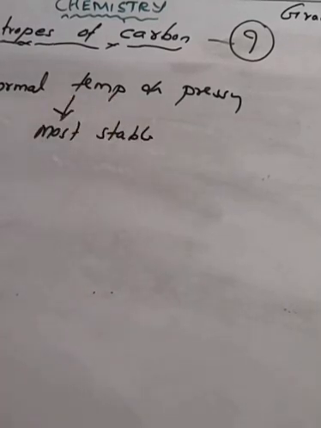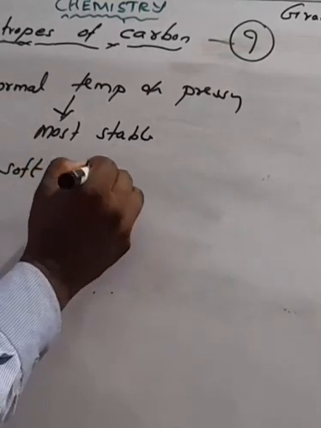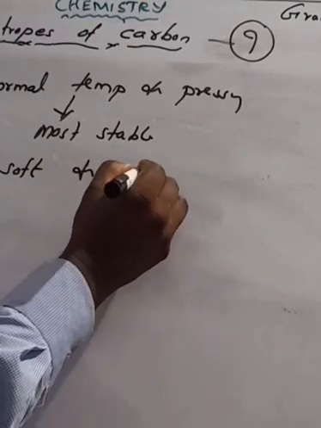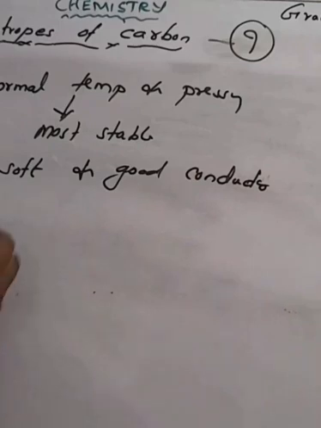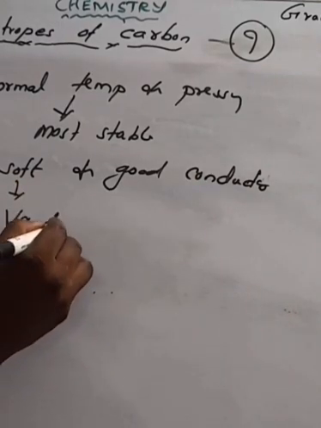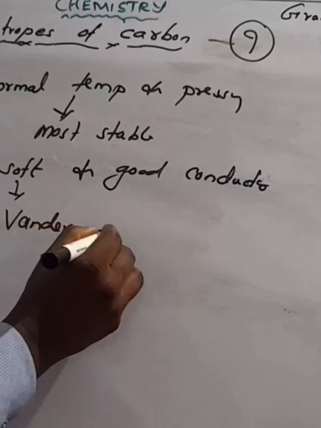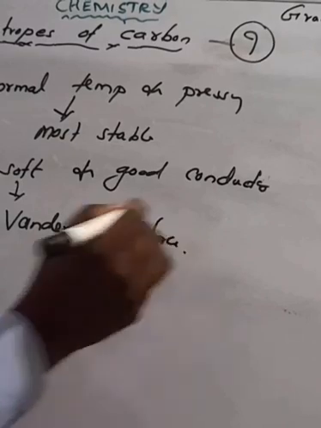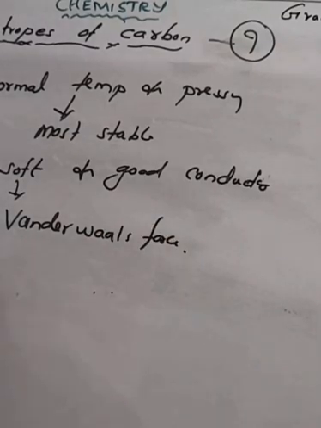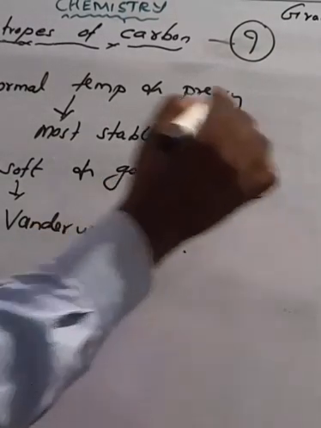Graphite is soft, and it conducts electricity. Why is it soft? The layers are held by van der Waals force, that is, weak van der Waals force. They have weak bonds. They conduct electricity. What is the reason here?